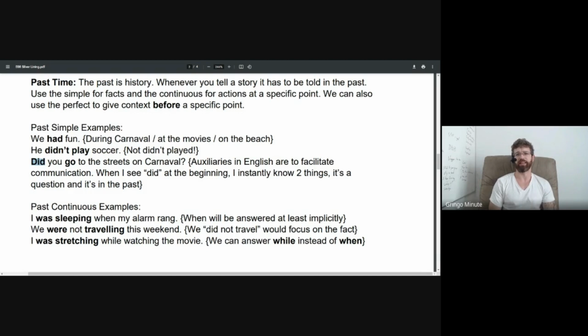Remember, English is a lazy language, and I mean this in the best possible way. It tries to make it so that you have to do the least amount of work. So since I have that "did," I can just leave that "go" here.